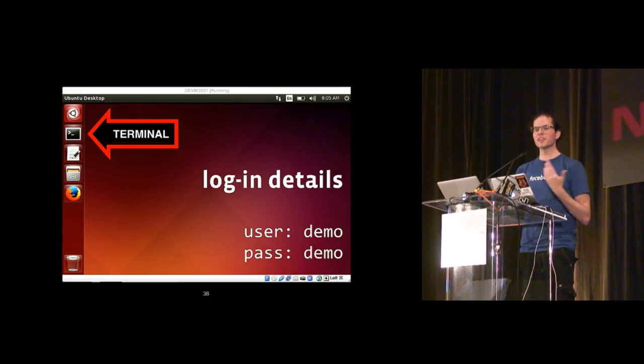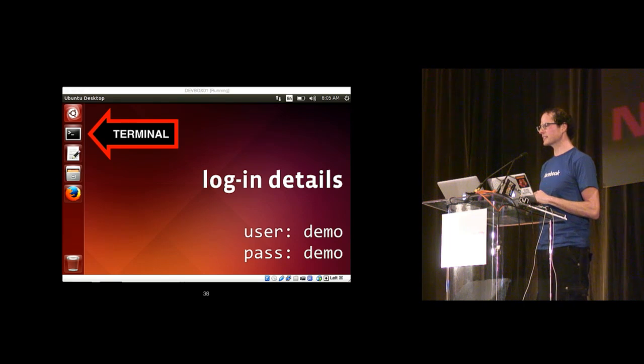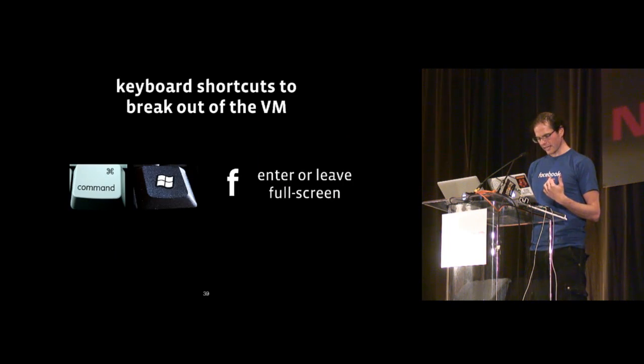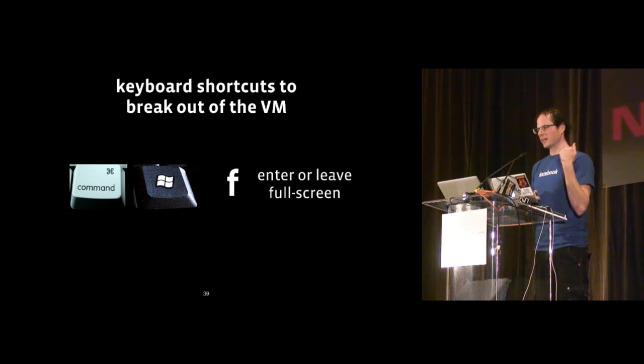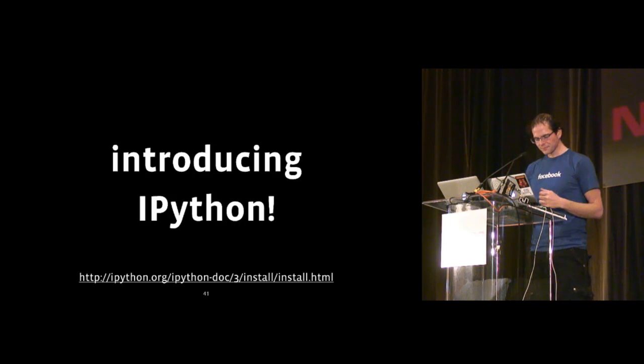Oh, and one thing, the virtual machine is set up to auto log in for you. If you need the credentials, they are simply demo in lowercase. And it is set up to automatically bring up an IPython terminal for you, should you need it. And then one quick keyboard shortcut to go in and out of full screen. On a Mac, it's Command F. On Windows, it's something like right shift, control, and F. It's a long story to get to the Windows one, but that's the keyboard shortcut.